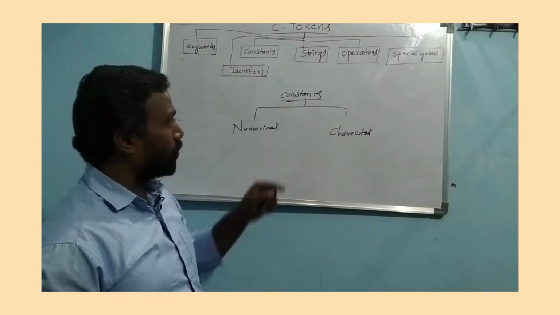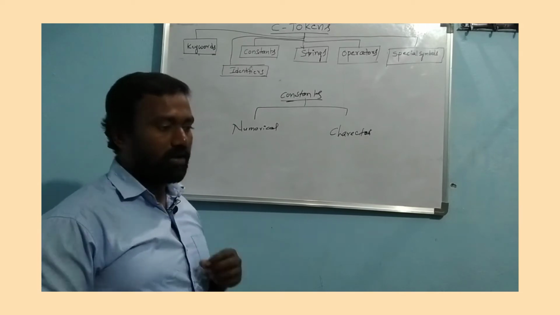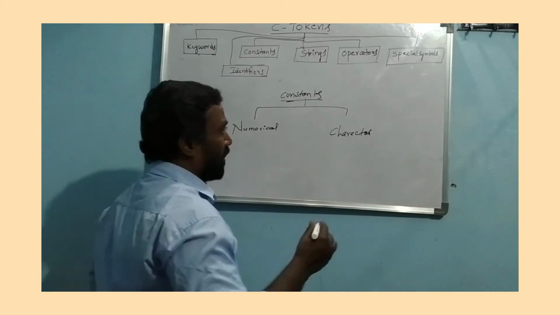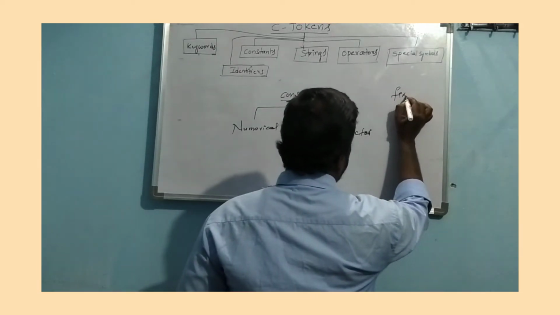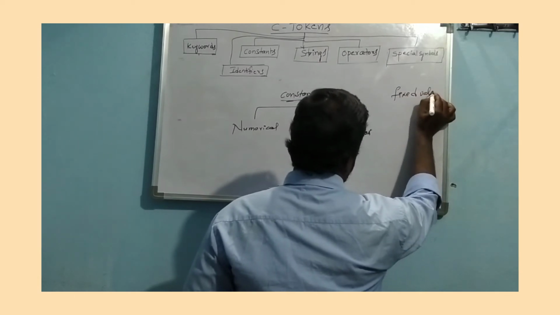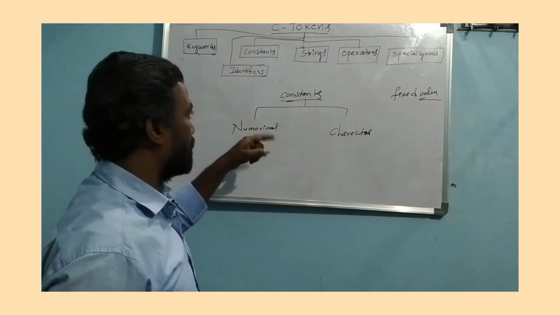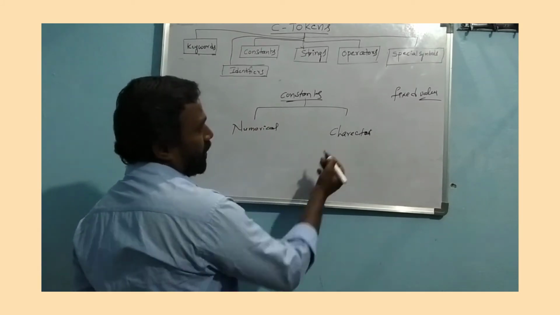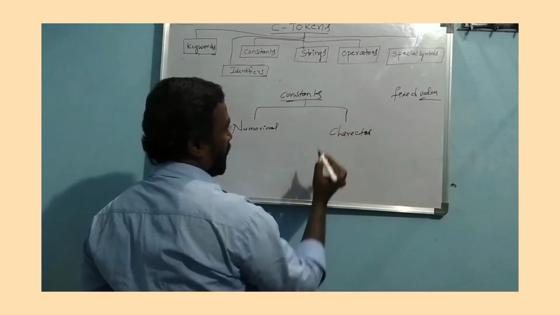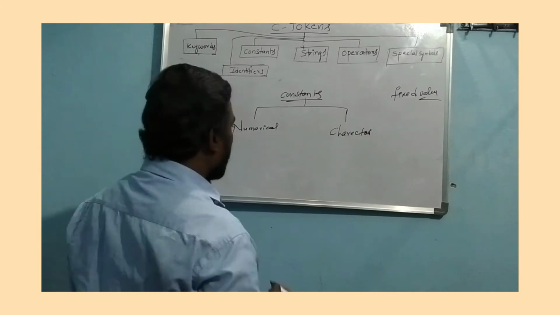First of all, we have to know the meaning of the constant. What is a constant? Constant means it is a fixed value. That means the value cannot be changed. It is called a constant. The constants are mainly classified into numerical constants and character constants.